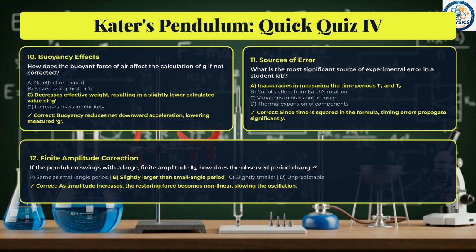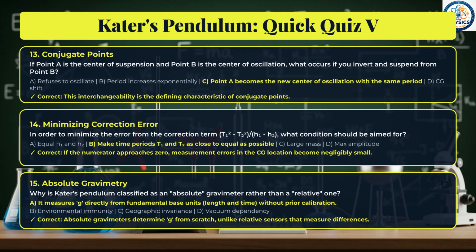In a student lab, the most significant error comes from inaccuracies in timing the periods, as time is squared in the formula. Large amplitude swings result in slightly longer periods due to nonlinear restoring forces. Inverting the pendulum from the center of oscillation makes the original suspension point the new center of oscillation with the same period. To minimize correction error, T1 and T2 must be as close to equal as possible.